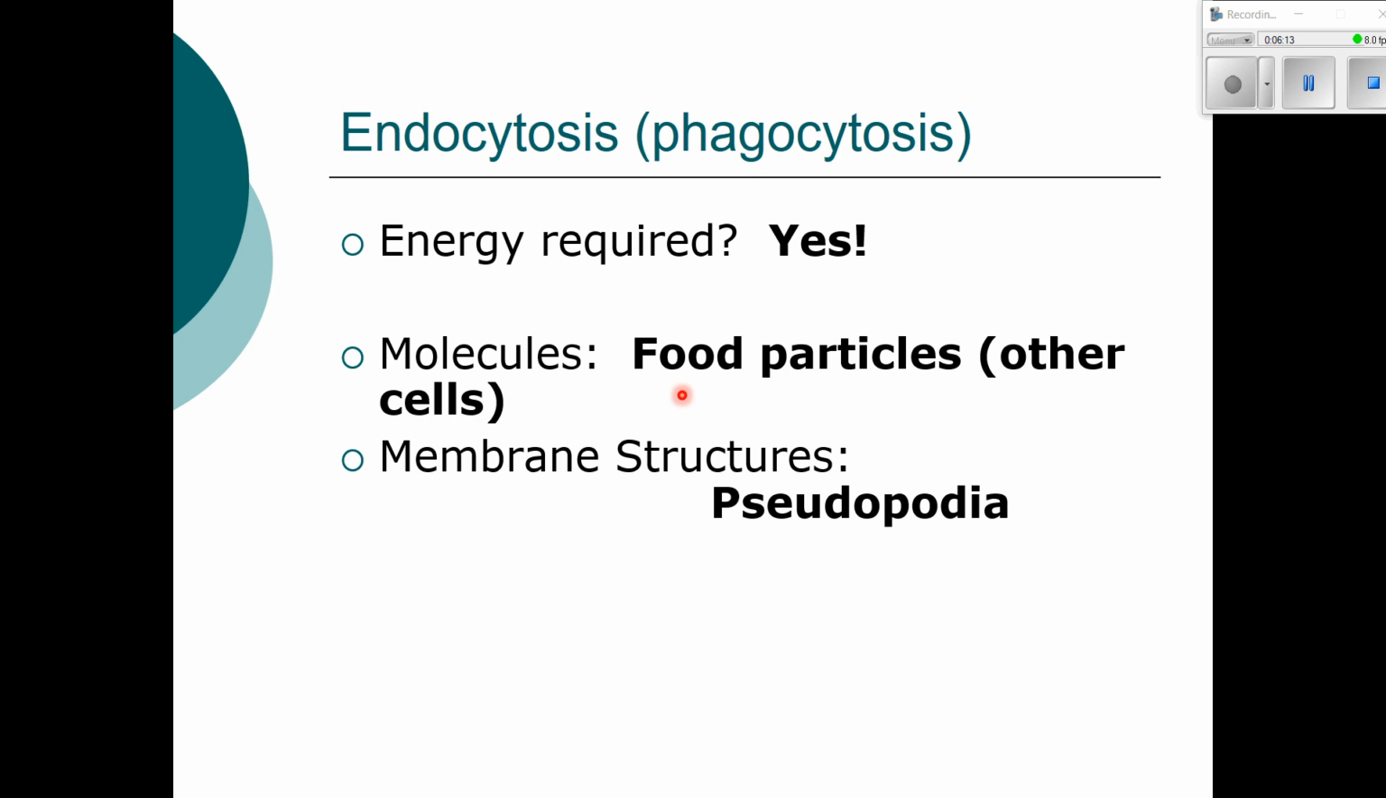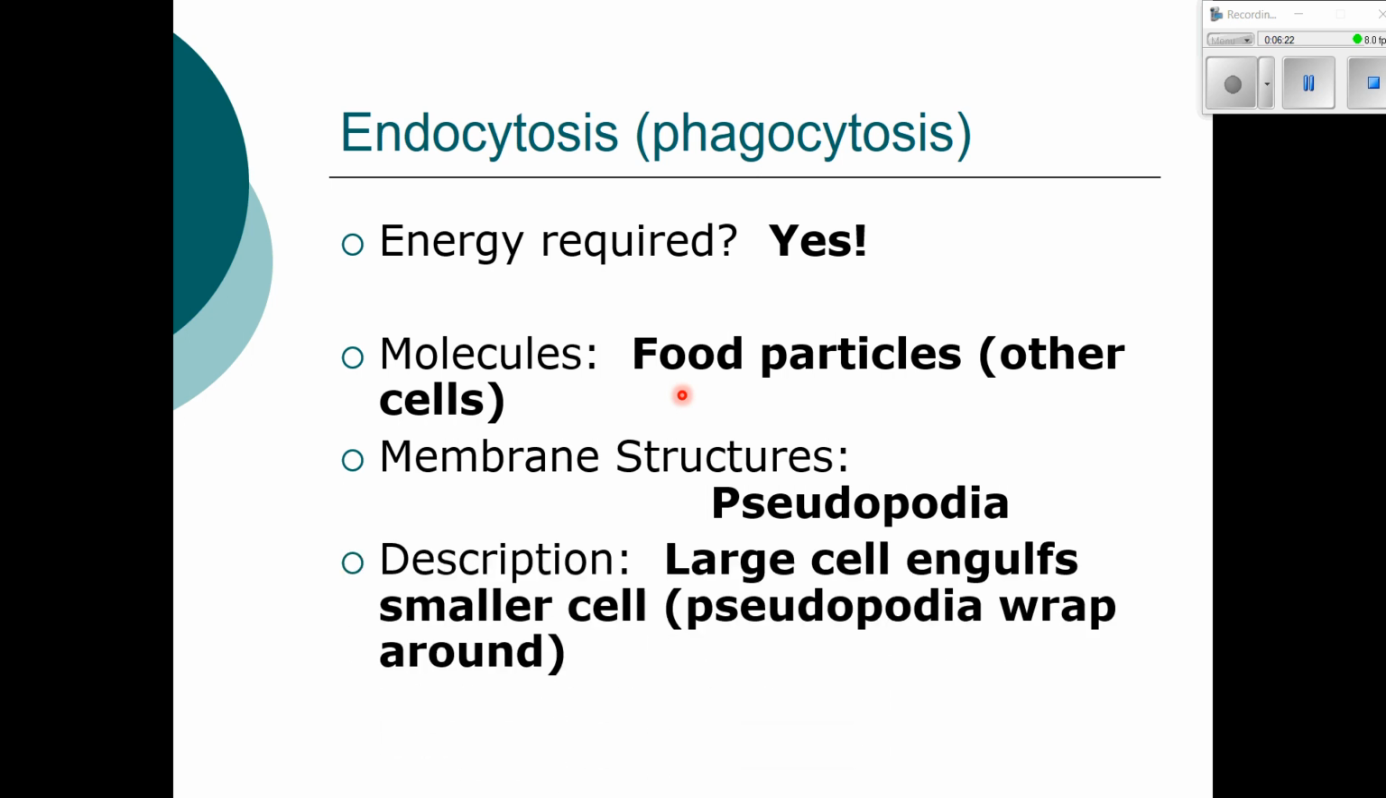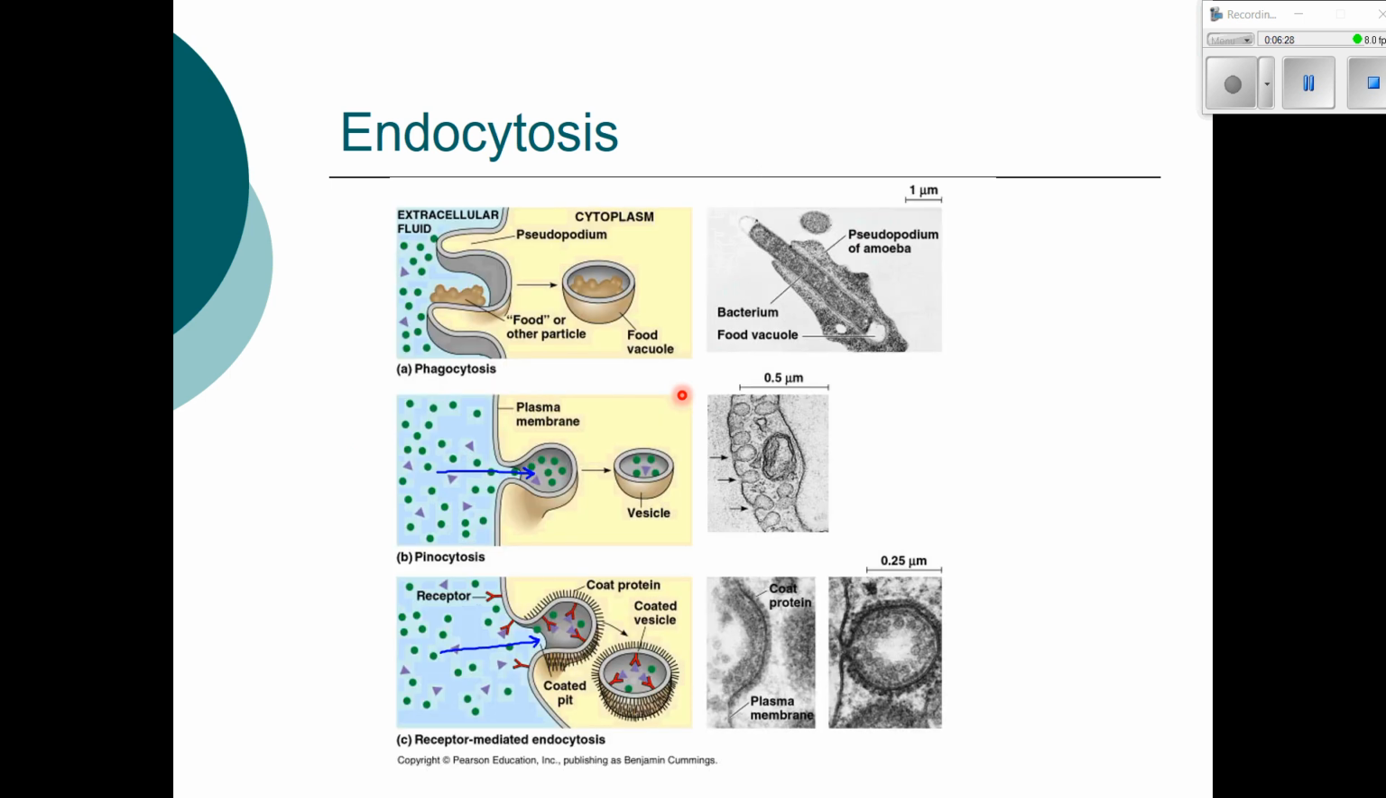How does the food get swallowed up? By pseudopodia. Those are the little legs that stick out and wrap around. And then there's your description. And feel free to pause this and take notes as needed. So we just talked about phagocytosis. This is just another representation of what it looks like. And remember, phagocytosis falls into a larger category known as endocytosis.